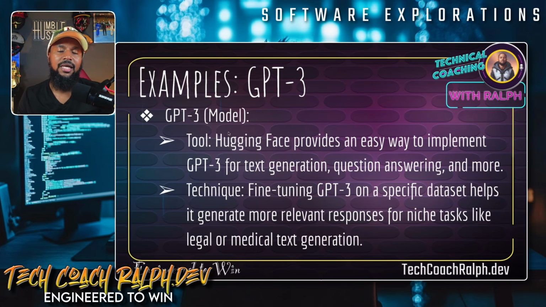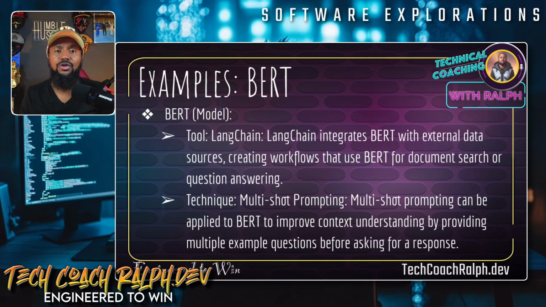So let's take a look at some examples real quick, right? So we have GPT-3. The model itself is GPT-3. The tool that it uses is Hugging Face, which provides an easy way to implement GPT-3 for text generation, question answering, and more. The technique that it uses is fine-tuning, right? So if you're not sure about what Hugging Face is or the technique of fine-tuning, go back a few slides or go back a few minutes in the video and catch up on that, right? But the technique is fine-tuning on specific data sets, which helps it generate more relevant responses for niche tasks like legal or medical text generation.